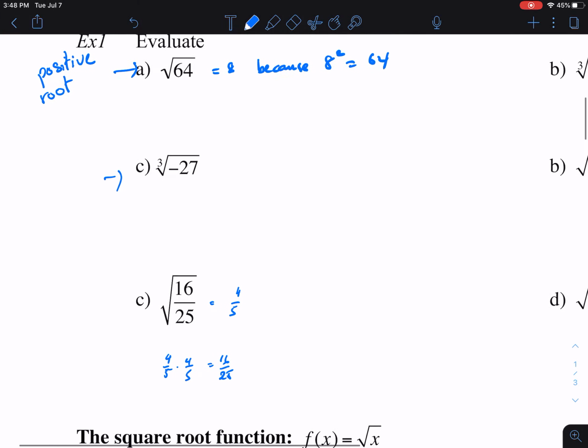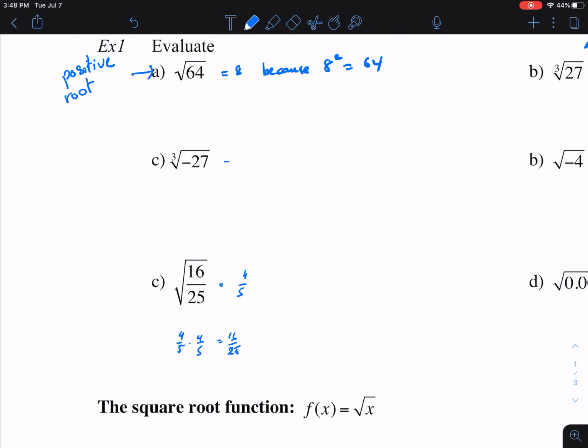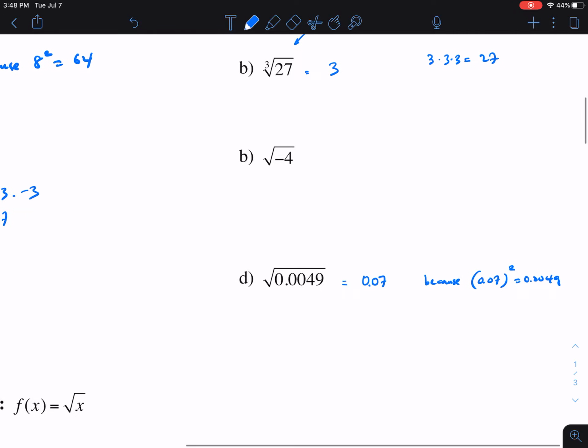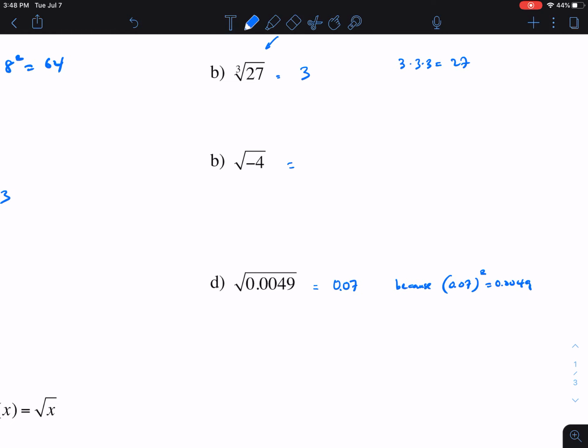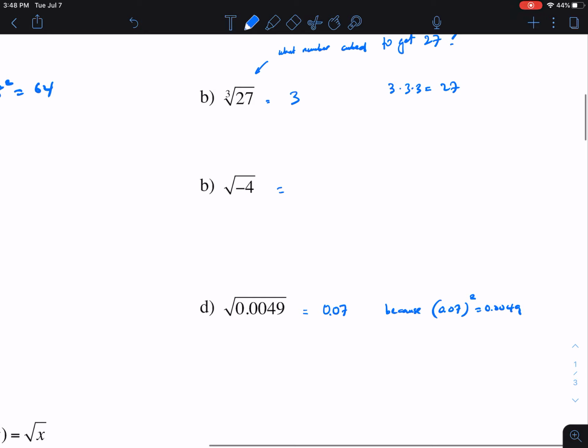With the cube root of a negative radicand, where we have a negative under the radical, this is asking what number cubed gives us negative 27. That's going to be -3, because -3 cubed is negative 3 times negative 3 times negative 3, which is negative 27. So the answer is negative 3. Over here, as I mentioned before, what number squared gives us negative 4? There's no such thing at this moment, so we're going to say this is not a real number.